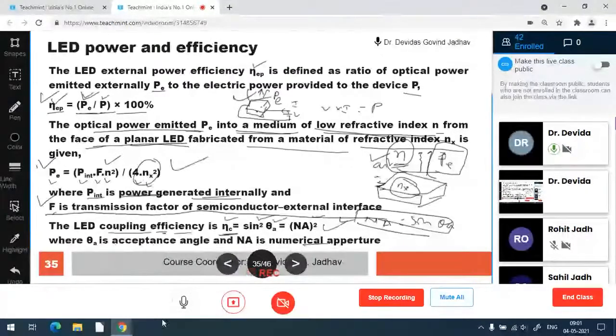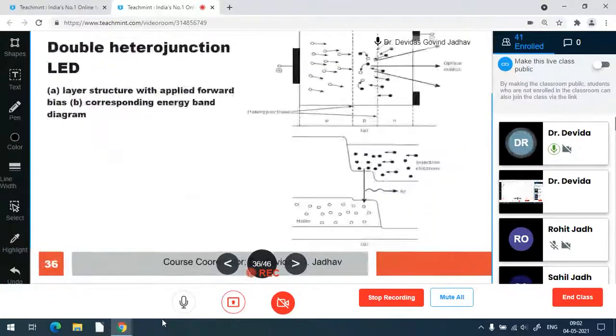Similarly, the externally emitted optical power is given as PO equal to P internal F n square upon 4 nx square, where P internal is the internally generated power, F is the transmission factor of the semiconductor external interface, n is the external medium refractive index, and nx is the semiconductor refractive index. One more formula is there: coupling efficiency eta C is given as sin square theta A or Na square, where theta is the acceptance angle and Na is the numerical aperture. So these are the formulae we require for numerical solving.